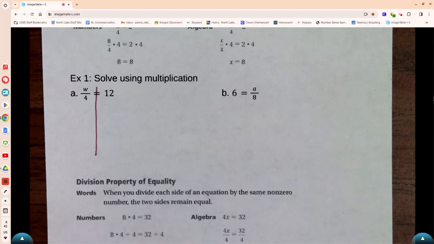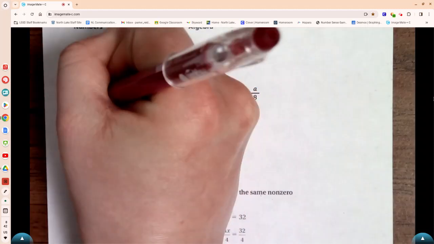Remember, a solution is figuring out what the variable equals. So I want to know what W equals. But right now it says W over 4. What does W over 4 mean? That's like a fraction. What operation is happening? Emma? Correct. So if W is being divided by 4, how do you think I undo or get rid of divided by 4? Multiply by 4. So I'm going to write times 4.